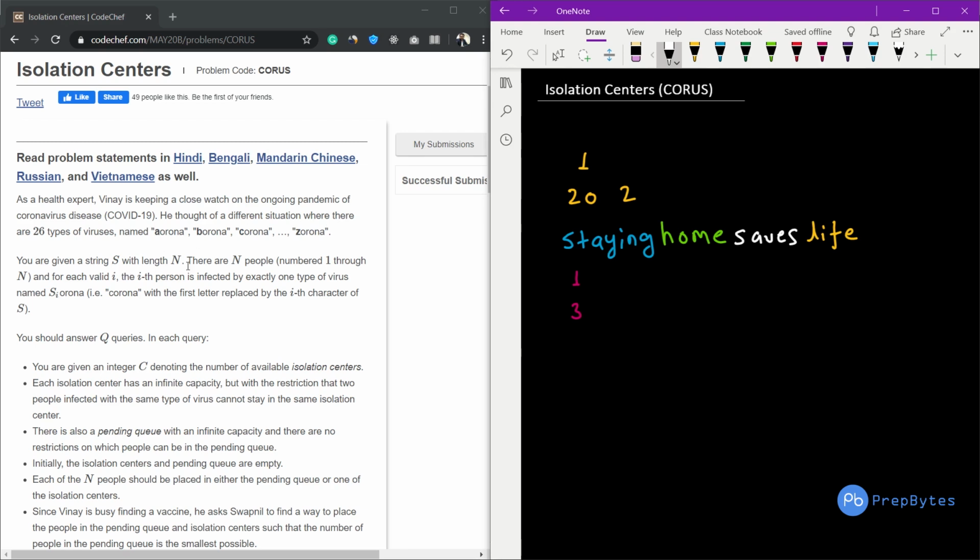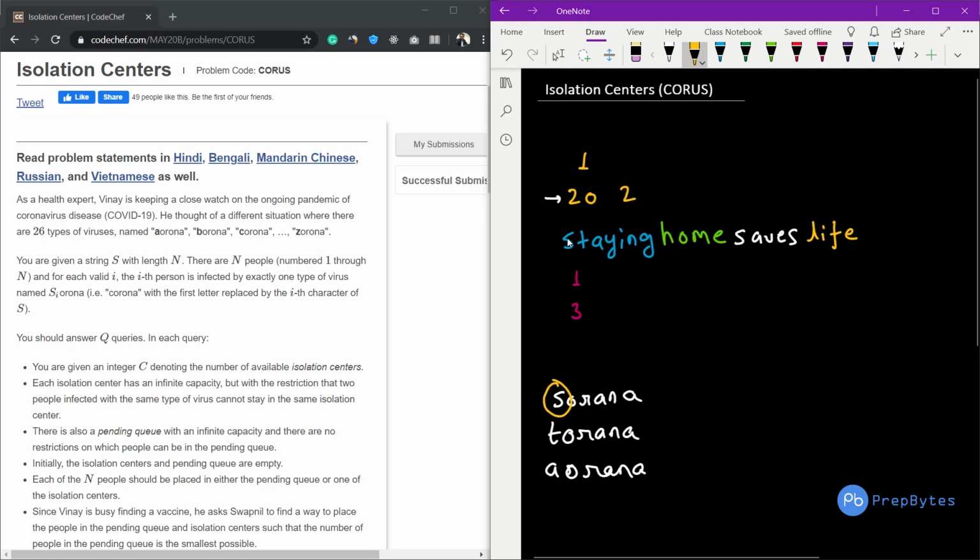You are given a string with length n. This is the string, this is my length. There are n people numbered 1 through n. For each valid i, the ith person is infected by exactly one type of virus named S of i Orona. That means the first person is infected by this virus, the second person by this virus, the third person by this virus. So this is nothing but the characters that we are having: the first person, the second person, the third person, the first character.